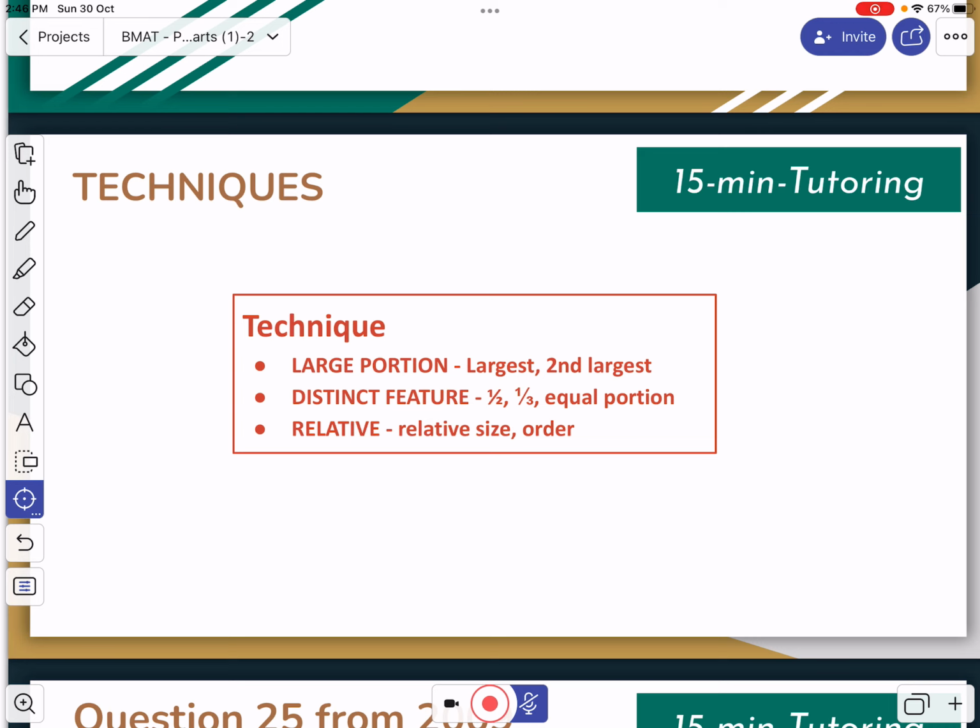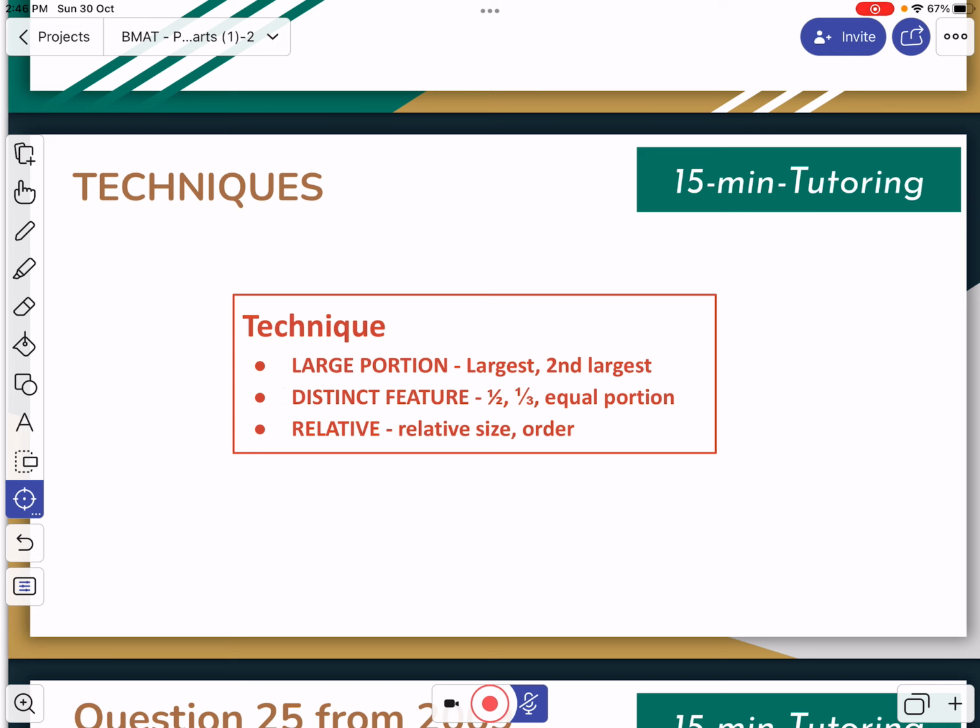Okay, so the three techniques we use. First, large portion. When we have to match data to a graph, oftentimes if you look at a small portion, like 1%, 2% of the total, it will be difficult to tell the difference. That's why we often focus on large portions.